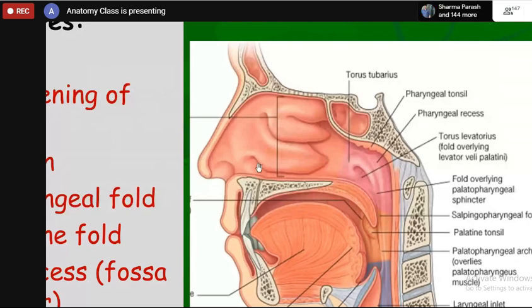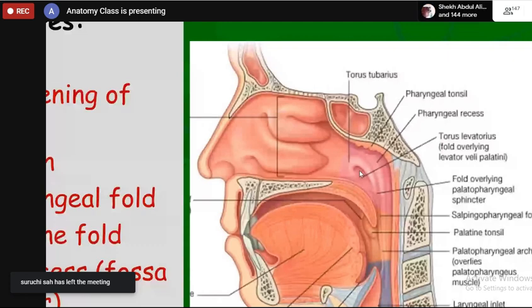Why do we need the opening of the auditory tube? What is the importance of the opening of the auditory tube? The auditory tube will communicate the nasal cavity, nasopharynx with the middle ear. You know that one, eh? Auditory tube will communicate the nasopharynx with the middle ear. That means the opening of the auditory tube will help to equalize the pressure against the tympanic membrane. Outside the tympanic membrane we have the external ear, and the external ear will be filled with air.